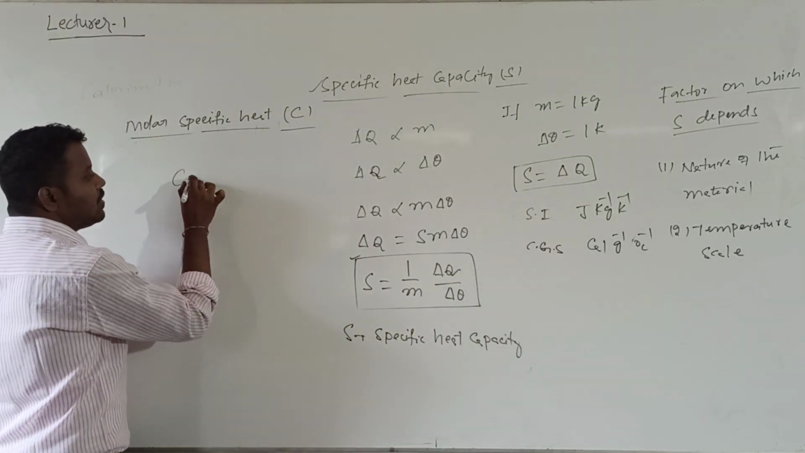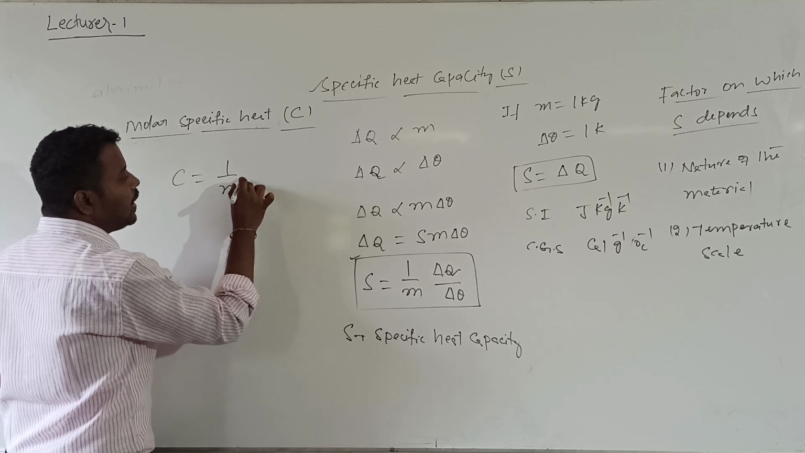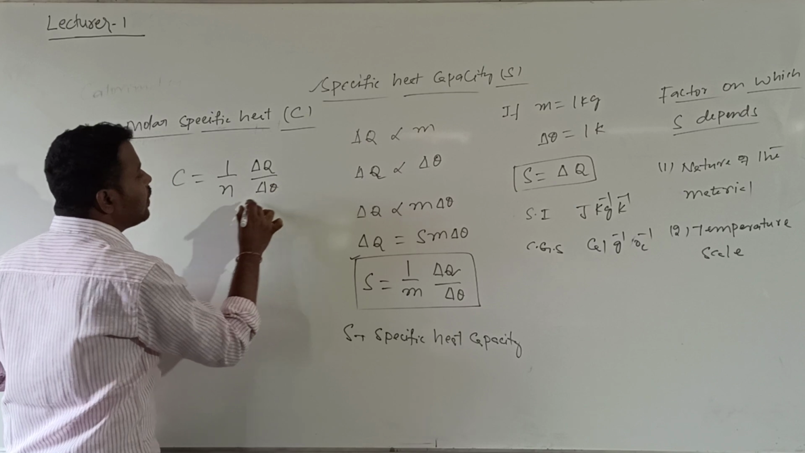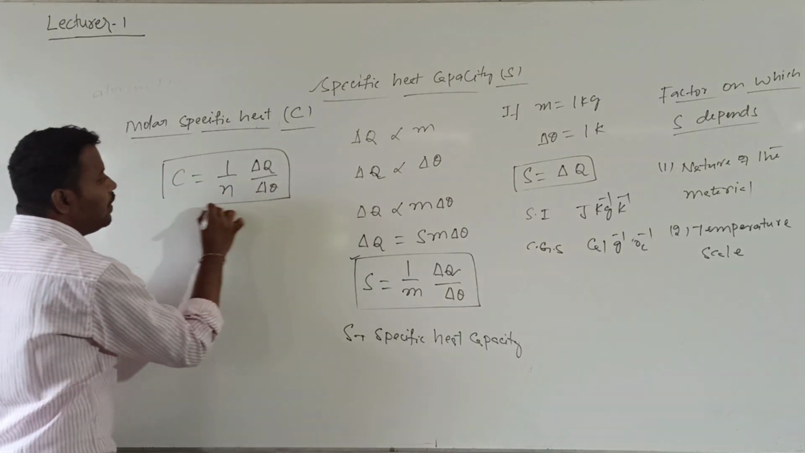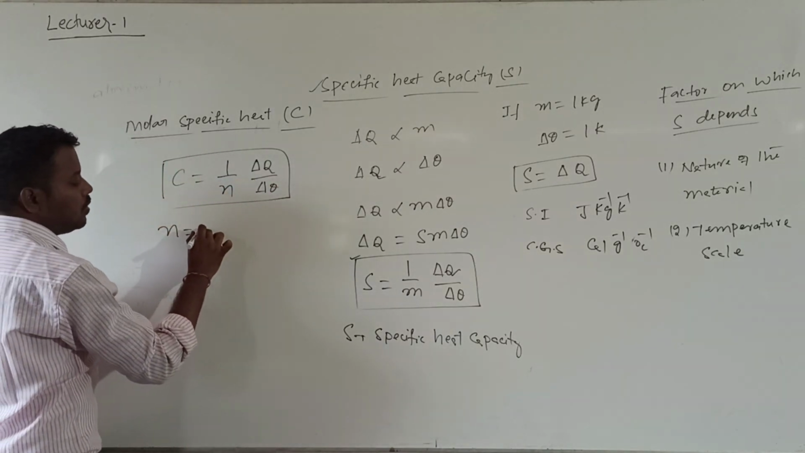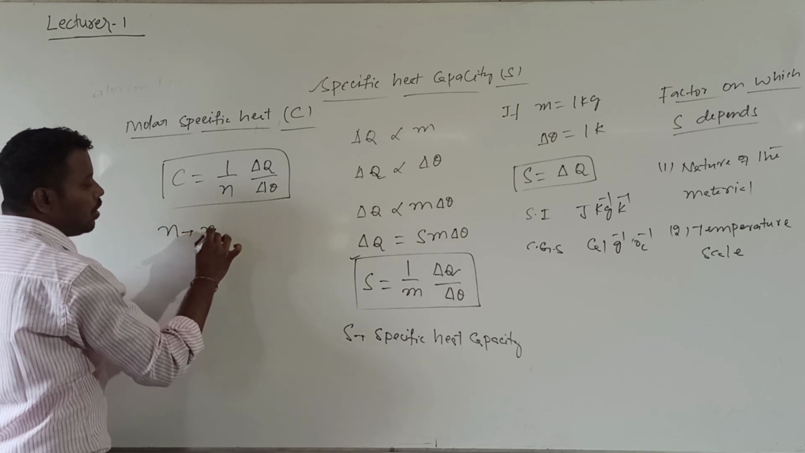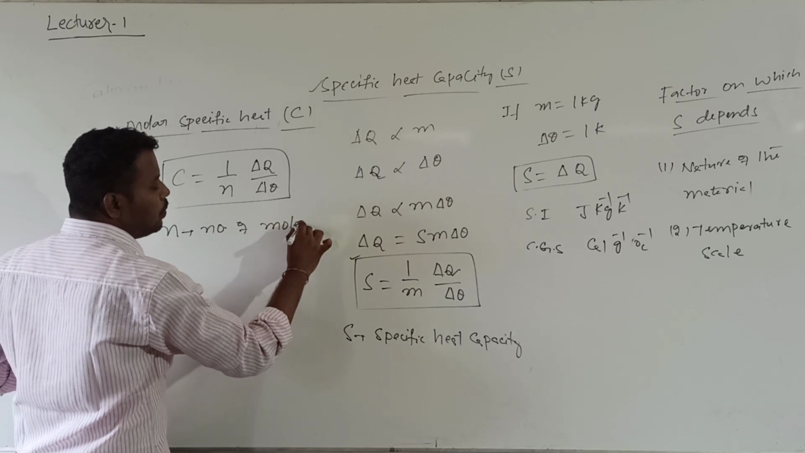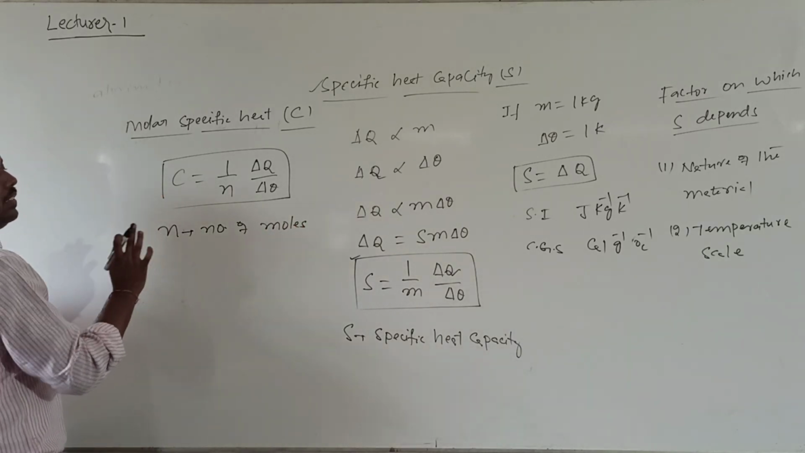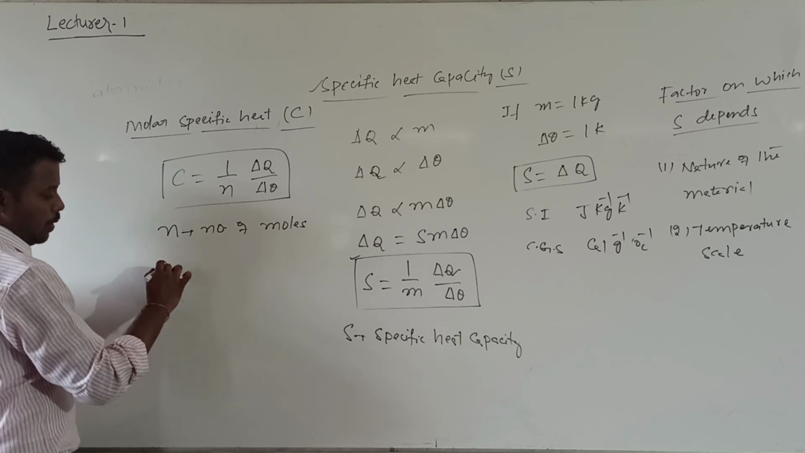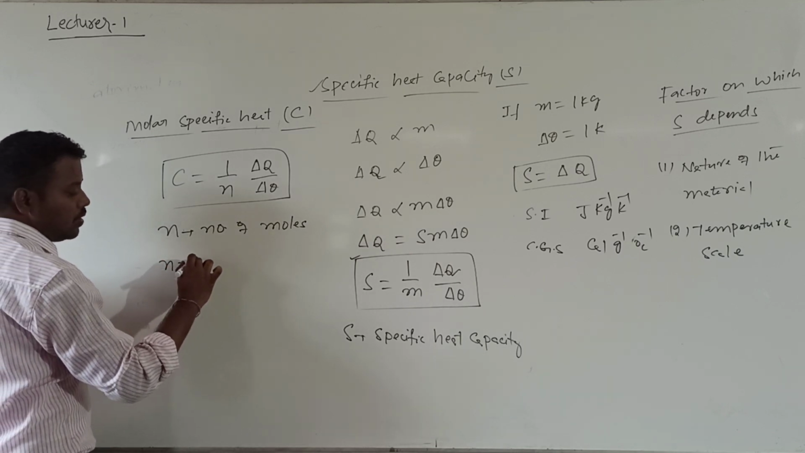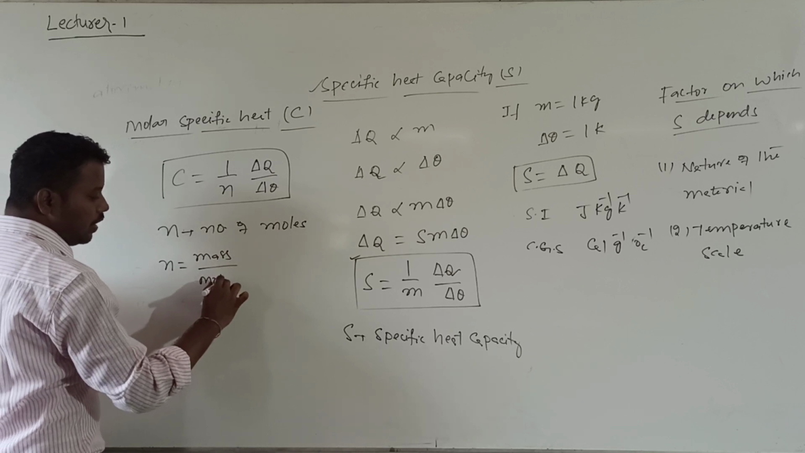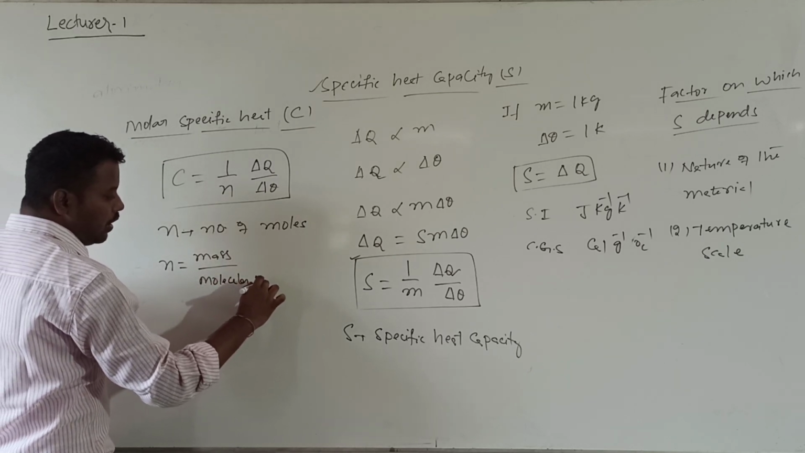What is the definition for C? C is given by 1 by n into delta Q divided by delta theta, where n is the number of moles of the substance. The formula for the number of moles is mass divided by molecular weight.